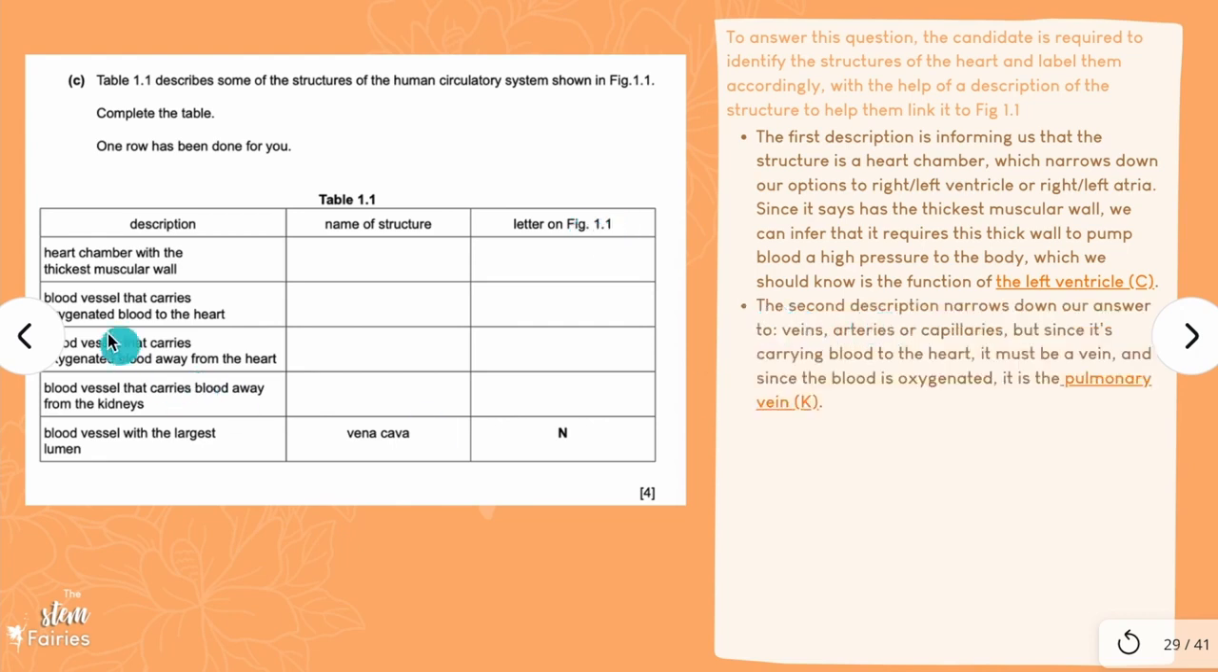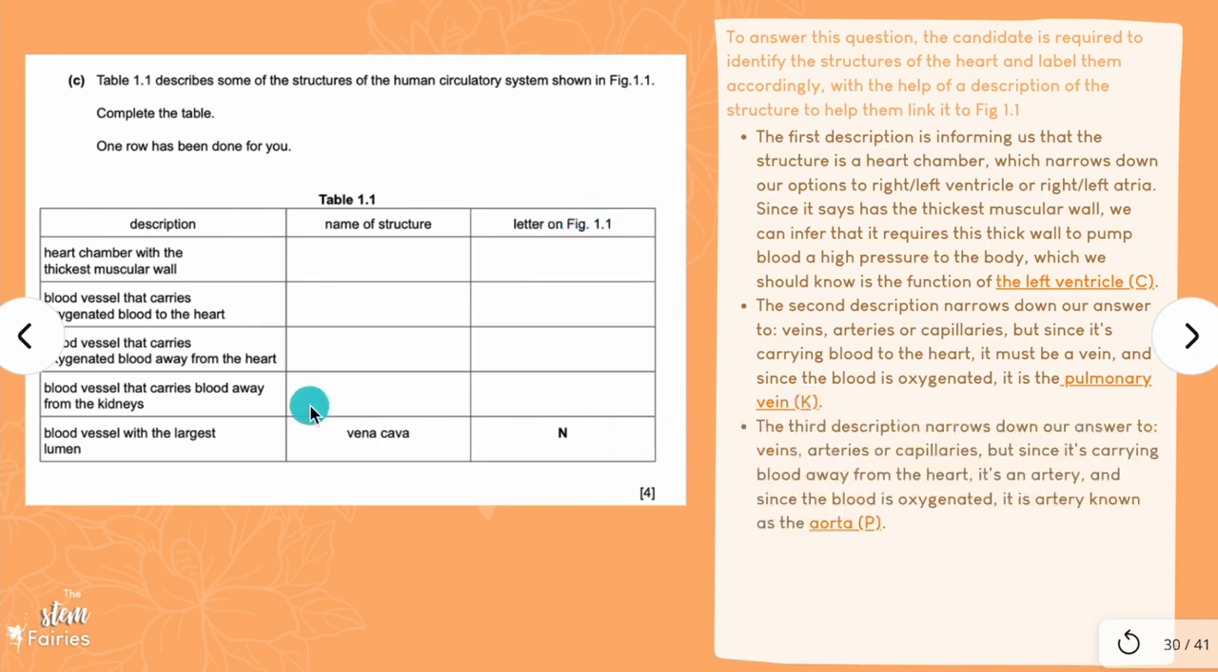The second description, blood vessel that carries oxygenated blood to the heart, narrows down our answer to veins, arteries, or capillaries, since we're talking about blood vessels. But since it's carrying blood to the heart, it must be a vein. And since the blood is oxygenated, it is the pulmonary vein. The pulmonary vein corresponds to the letter K on figure 1.1.